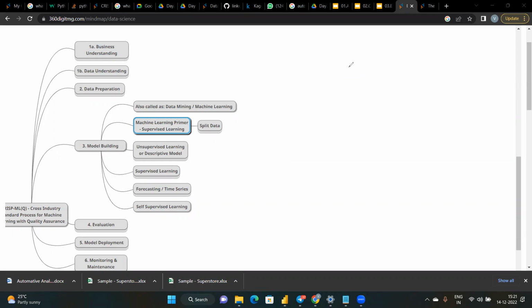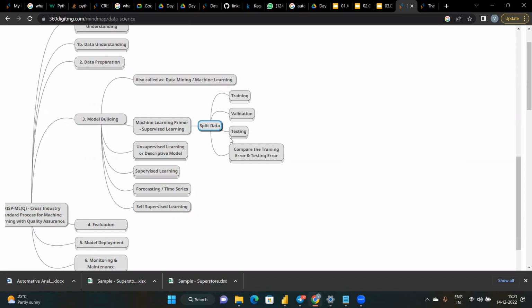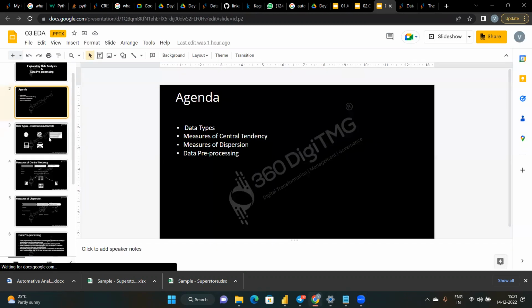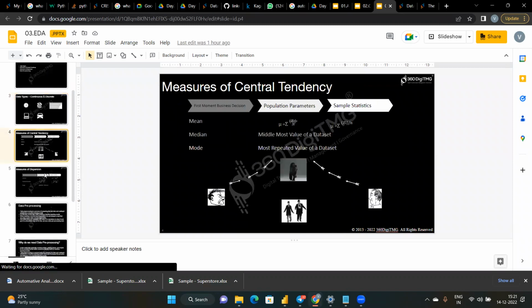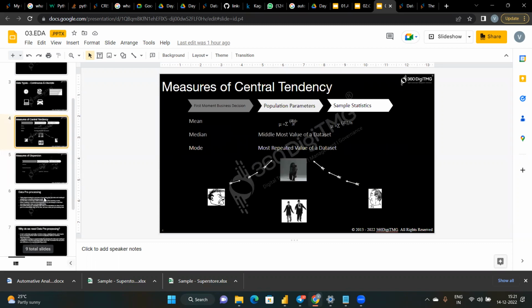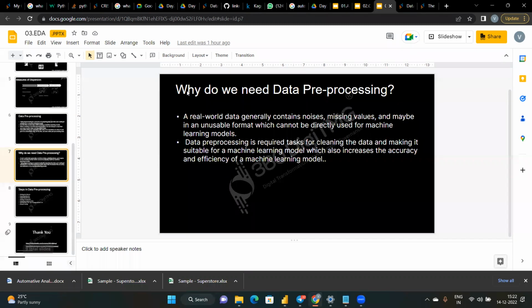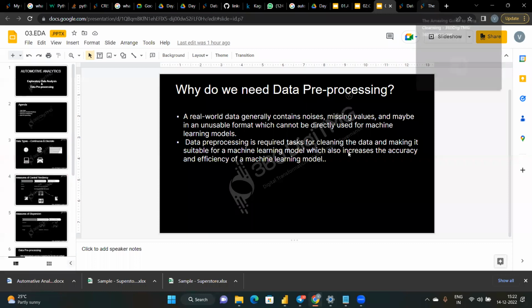So guys, the next thing. When you see here, when I split the data in the machine learning primer, you can see training, validation, and testing. So let me go to the slides. The agenda we have seen: data types, continuous, and everything. Measures of central tendency we have seen, right? After that, why do we need data pre-processing, and how are we going to implement it? These things we'll be seeing, guys.